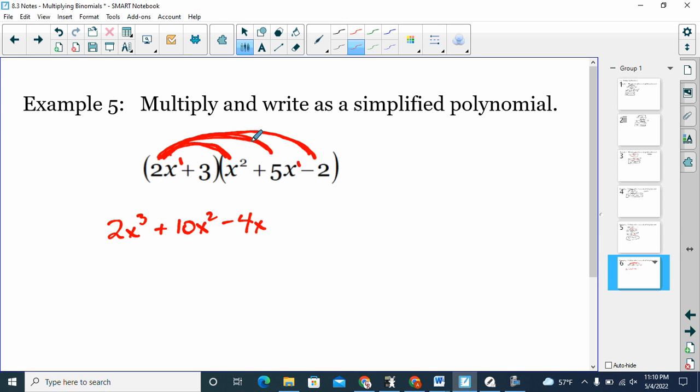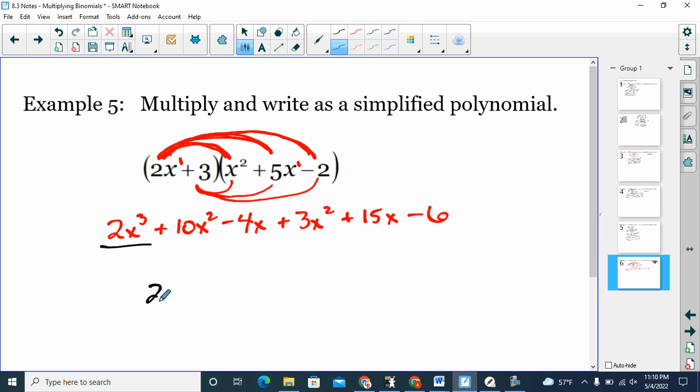So I did 2x times each of these. And now I move over to the next term, 3. I'm going to do 3 times each of these. 3 times x squared. Positive 3 times positive 5x. Positive 3 times negative 2. And then any like terms we have, we can combine.